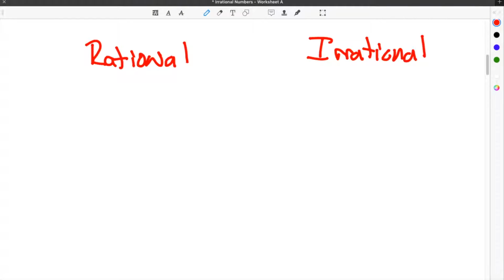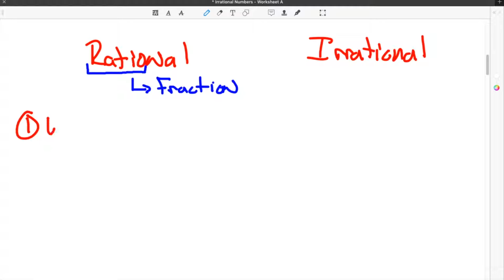Before we do a couple practice problems on our rational and irrational numbers worksheet, I want to go over what exactly a rational number is and what exactly an irrational number is. Now, a rational number is any number that you can write as a ratio of two numbers. In other words, any number that you can write as a fraction.